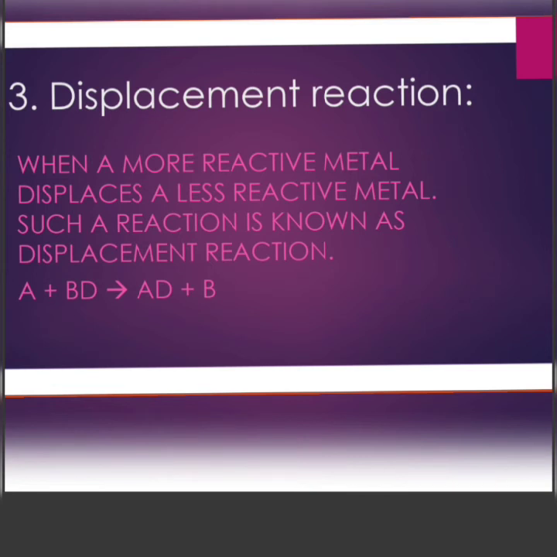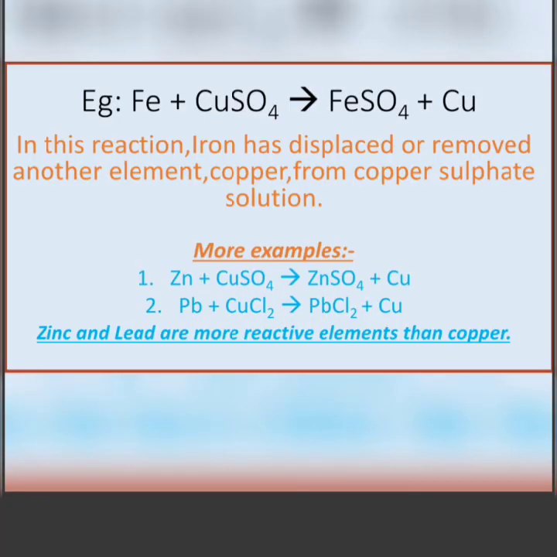Third type of reaction is displacement reaction. When a more reactive metal displaces a less reactive metal, such a reaction is known as displacement reaction. Let me give you a few examples. Example first is Fe plus CuSO4 gives FeSO4 plus Cu. In this reaction, iron, that is Fe, has displaced or removed copper from copper sulfate solution. Here you can see that Fe has displaced this copper and taken its place, and it has formed FeSO4 and copper is removed from the solution.